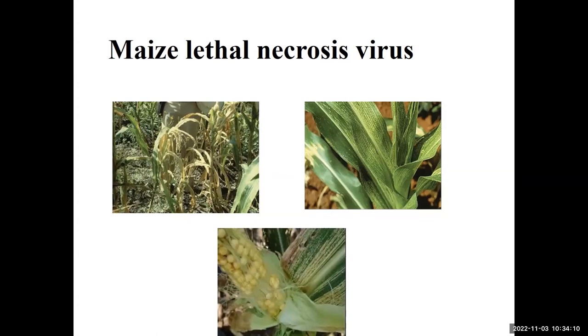And you can see the type of symptoms we get there. Your plants are stunted. There's a lot of streaking, and even the grain filling. The grain doesn't fill completely. So there's a lot of loss. And this virus was first reported in Kenya in Bomet, and has then spread to all the counties, and it infects all commercial and local varieties, causing losses of between 30 to 100%.